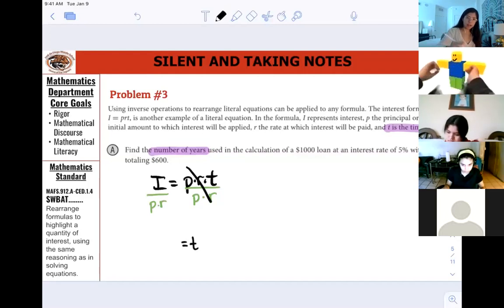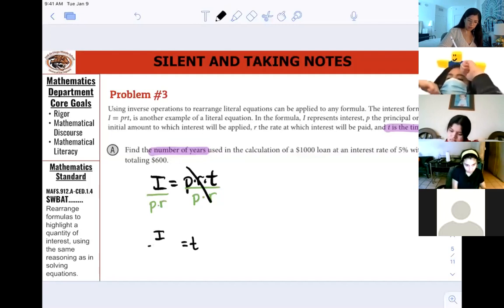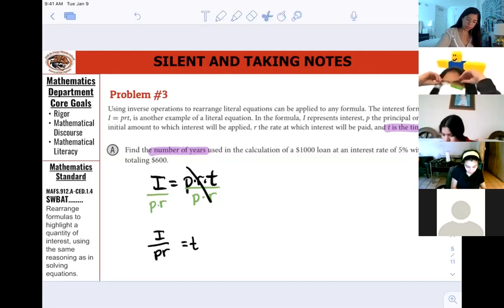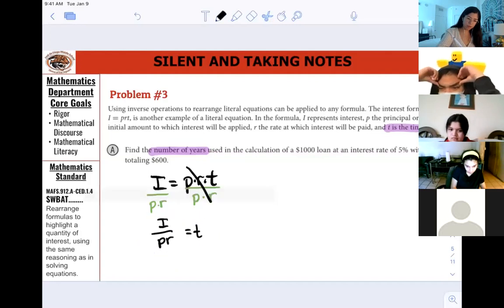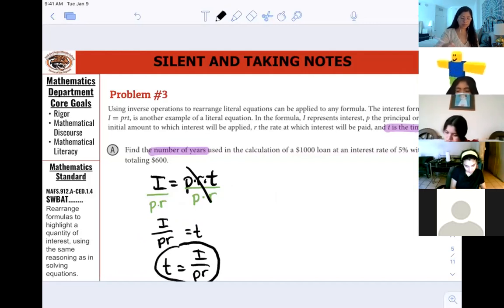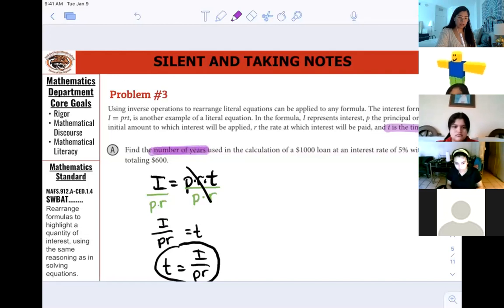But then on the left side, now I have I over PR. And I can rearrange it and flip it around so that I can write it in order. So T equals I over PR. Why am I looking for T? I wanted to isolate the T because that's what the question is asking for. If you read the question, it wants to know, find the number of years, right? So I'm looking for the years, and T represents the time in years. So since I'm looking for years, that's why I'm putting T by itself.